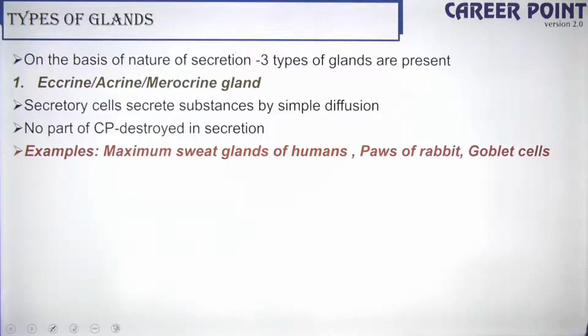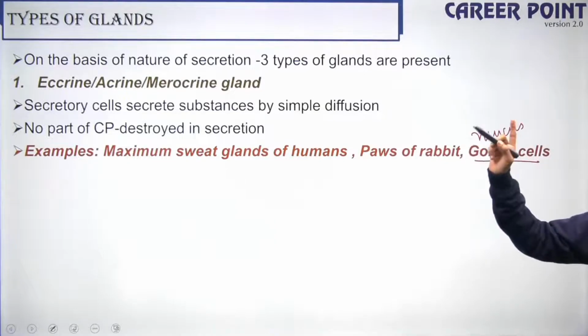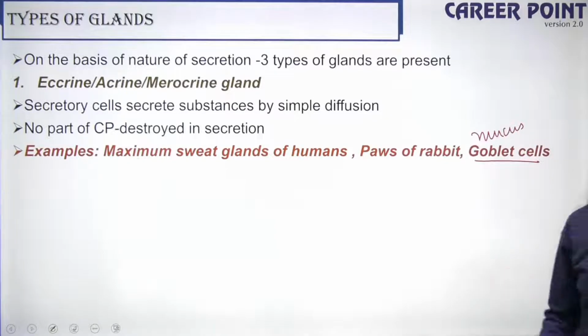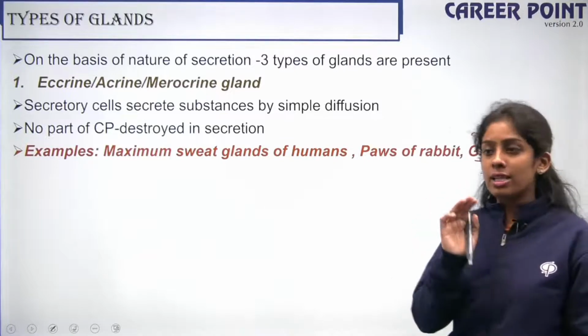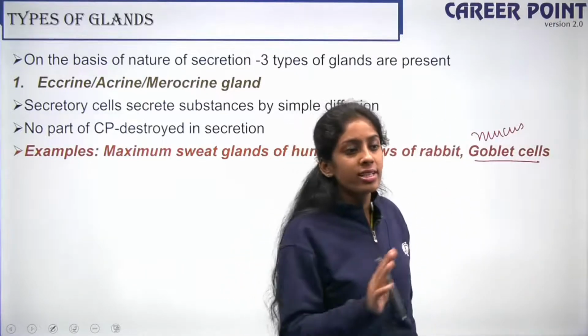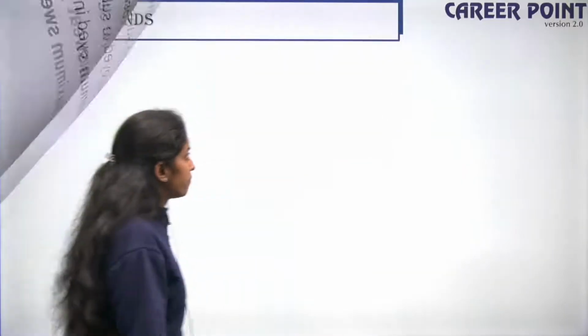Examples are the sweat glands of humans, paws of rabbit, and the goblet cells which produce mucus. They are all examples of eccrine, or merocrine, glands where the cell is not disturbed at the time of secretion. The cytoplasm is undisturbed here.